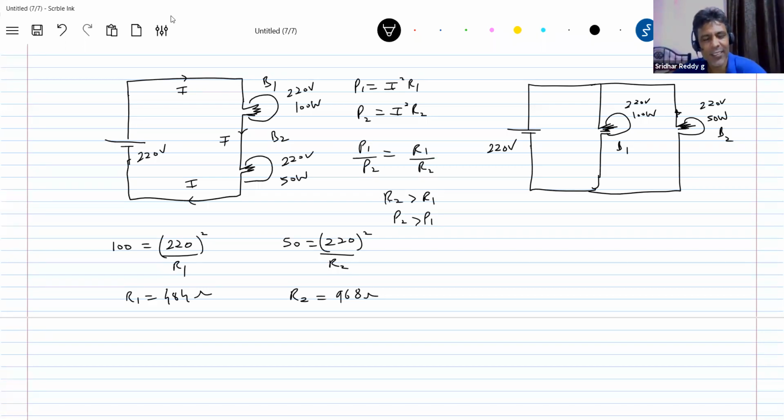Getting the idea? Which will have more brightness? What is brightness? Who will determine brightness? The power dissipated across the bulb is directly proportional to brightness. This is a golden rule: the power dissipated determines the brightness of a bulb.